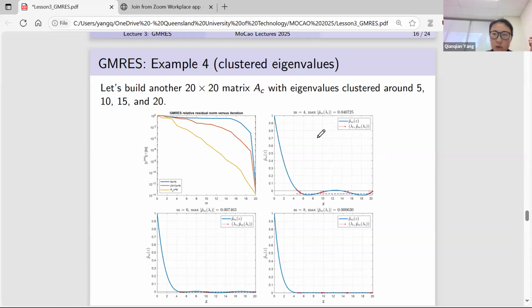So with m equals 4 the maximum PM is pretty small, and then m equals 6, it's improved again. PM is 0.007 something, and when m equals 8, it's already 0.00006 something. Basically reached 0. That's why for a matrix like this, with eigenvalues clustered, you will get a faster convergence.